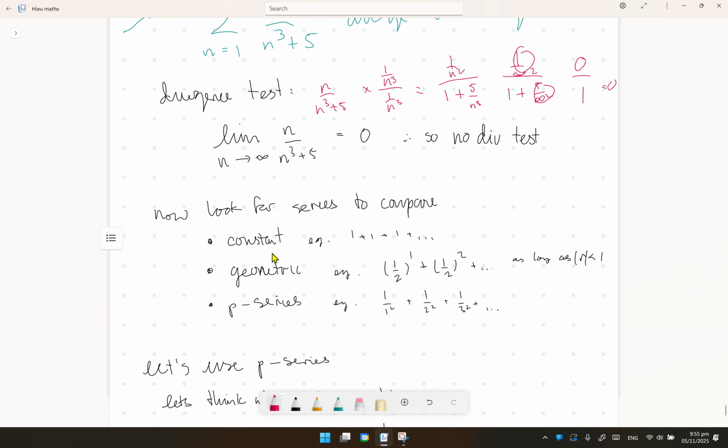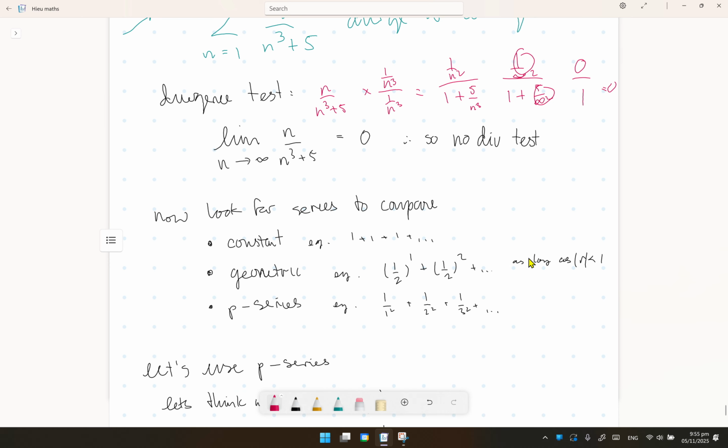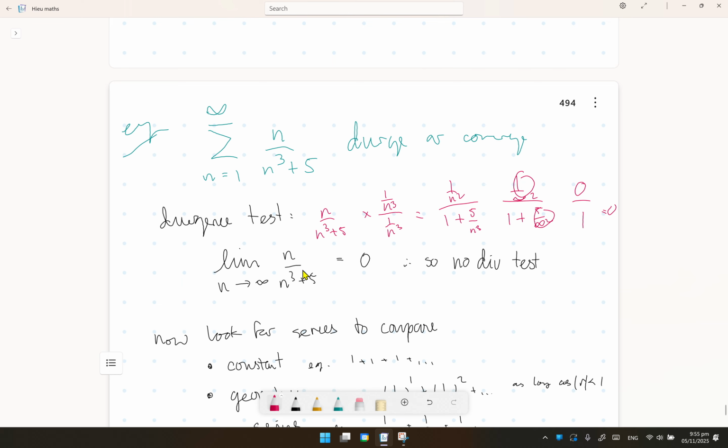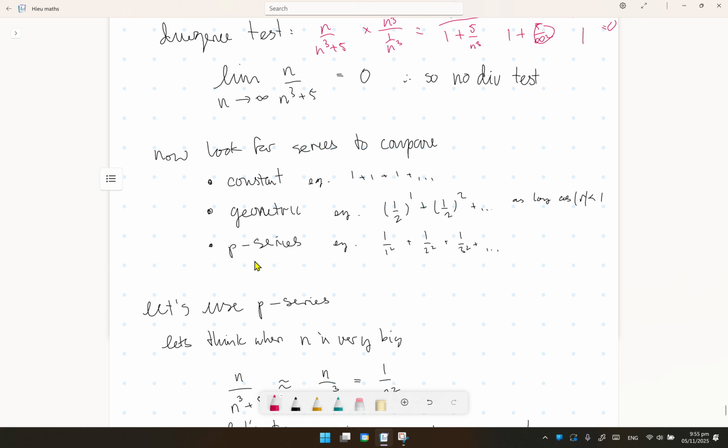So now we're going to look for different series to compare. There are many types of series to compare it to. We have a constant series, where the sequence is just the same number over and over, and we can compare it to that. We have geometric sequences, where there's a common ratio, and then we have p-series. And since this function itself is already a p-series, we should compare it to a p-series.